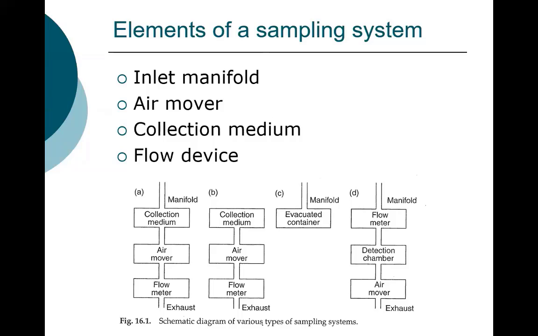And then D is more of a continuous monitor. SO2, ozone, NOx are often monitored using a continuous monitoring system. So you have some sort of a flow meter. You want to make sure that that flow meter doesn't alter your sample. Then you've got a detection chamber, and then you've got your pump or vacuum to pull air. So these are typically really the 4 types of systems that are used for monitoring air.